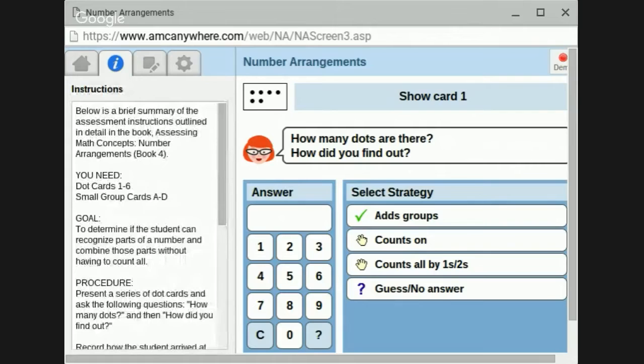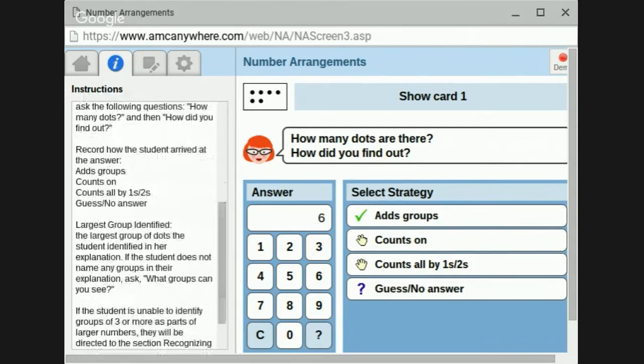Then you actually begin the real assessment. Notice it says show card 1. The bottom of this card will say card 1. So you ask, how many dots are there? How did you find out? When you ask the student how many dots there are, if they said 6, then you click 6. Then you have to talk about the strategy that they used to figure out how many.